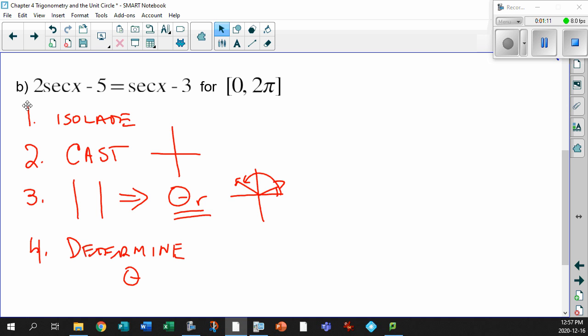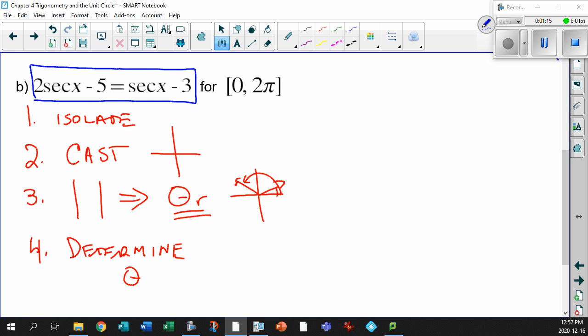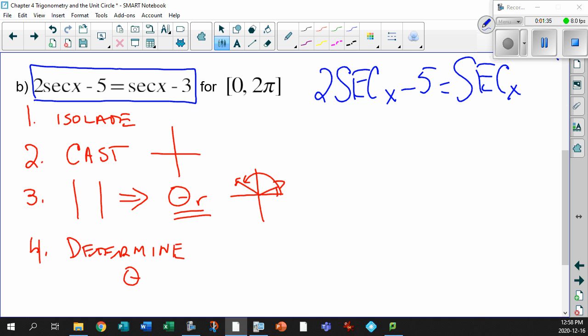Well, let's do that for this one here. Check this out. Look at this. Oh my God, I gave you secant x. Oh my goodness. Right away, I'm throwing you into the deep end of the pool, right? Not true. Think about this. This is an algebraic expression, okay? There's secant of x, right? Minus 5 equals the secant of x minus 3.